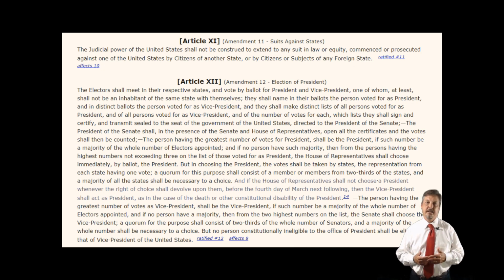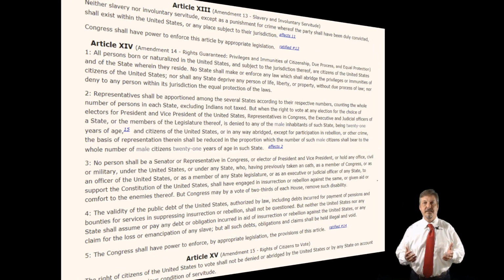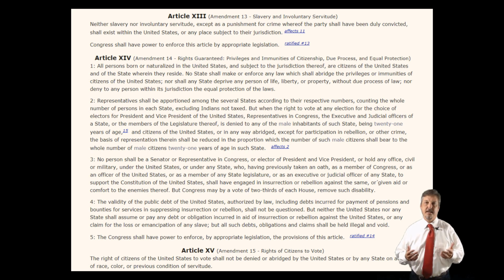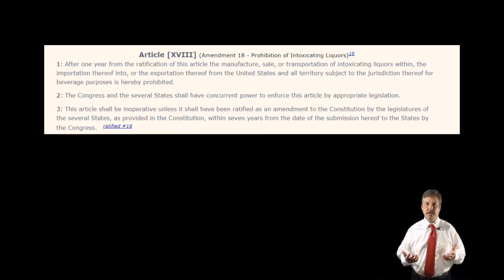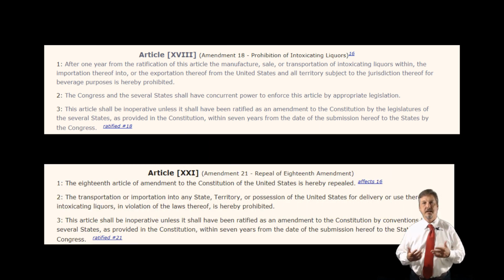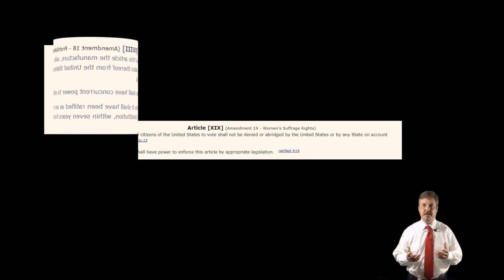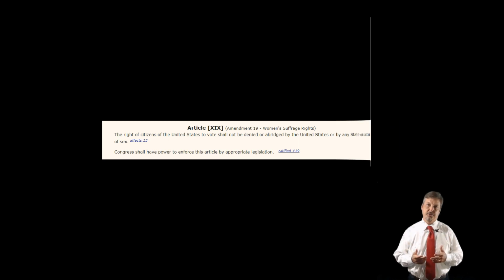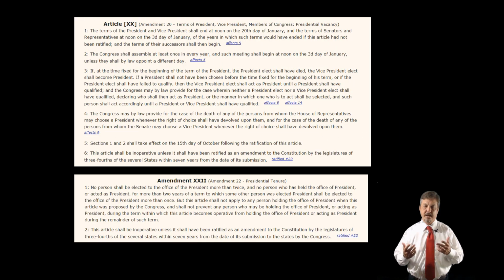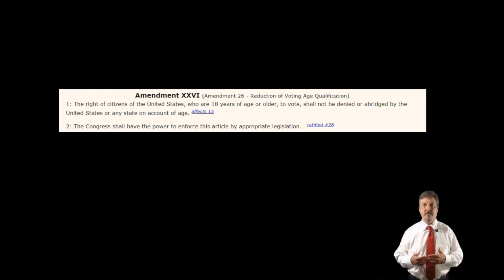The 12th Amendment, ratified in 1804, relates to presidential election procedures. The 13th, 14th, and 15th Amendments, ratified in 1865, 1868, and 1870, are the post-Civil War amendments. Other amendments relate to, for example, prohibition and the repeal of prohibition, that's the 18th and 21st, ratified in 1919 and 1933, respectively. Women's suffrage, the 19th, ratified in 1920. Presidential terms and term limits, the 20th and 22nd, ratified in 1933 and 1951, respectively. Voting age, the 26th, ratified in 1971, and other matters.